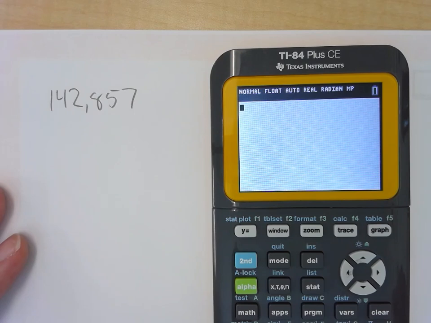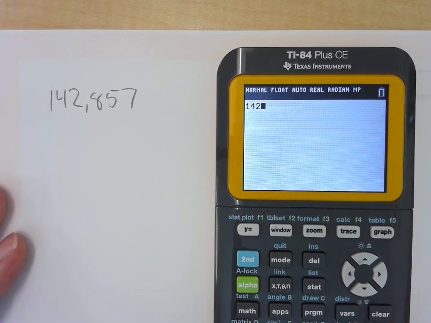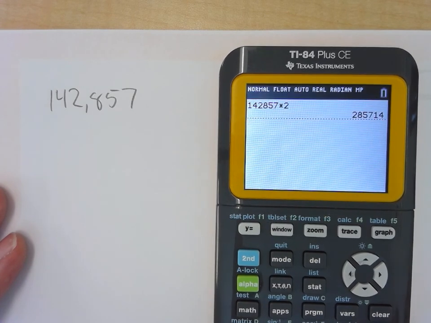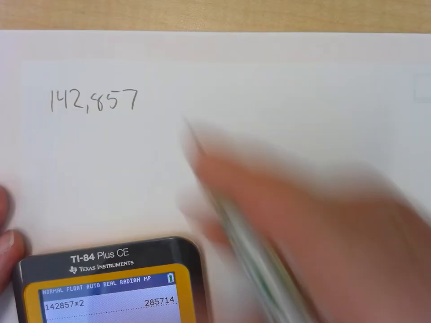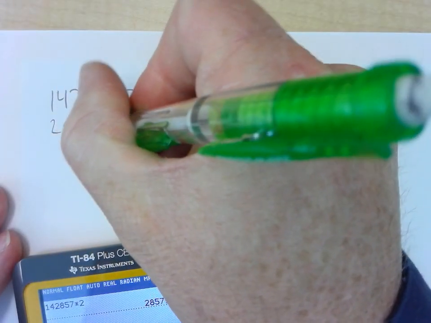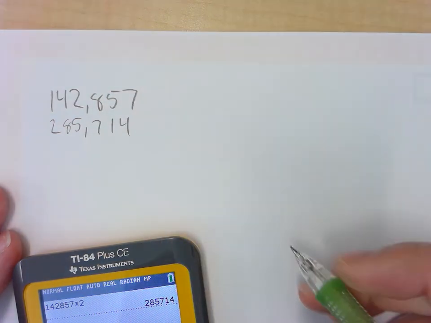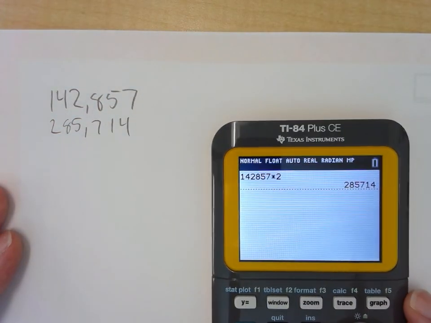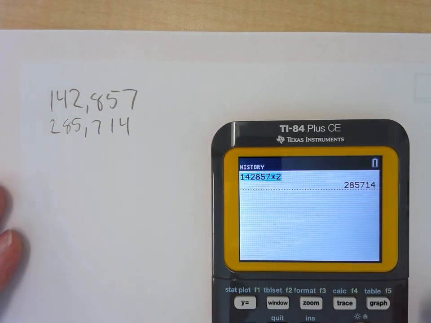All right, I'd like to talk to you about the number 142,857. So I'm going to type that into the calculator, 142,857. I'm going to multiply this number by 2, and I'm going to get 285,714. Then I'm going to multiply this number by 3.